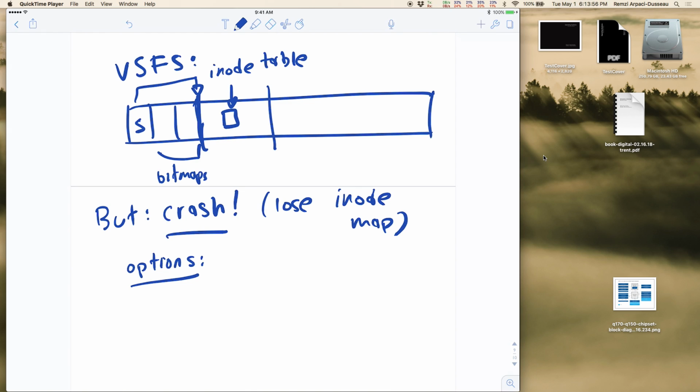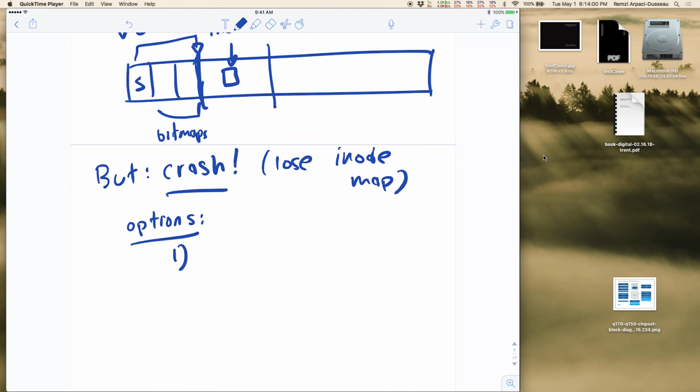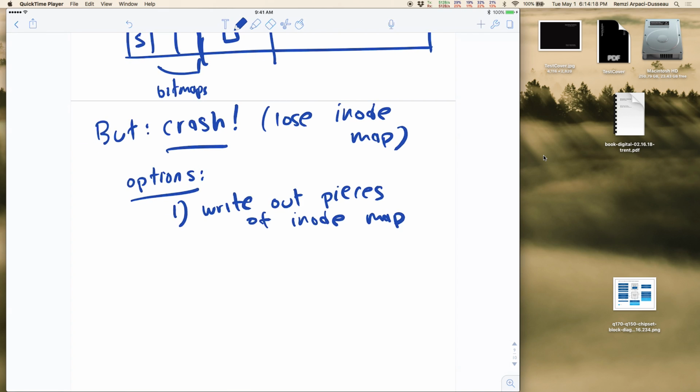Yeah. Flush the inode map. So one thing you could do is write out pieces of the inode map as you go. That's going to make sure it's persisted, and we're going to have to figure out how to do that. That's going to turn out to be the solution that was taken in the original LFS paper. What's a different option? Instead of writing out pieces and then figuring out how to recover them, what else could you do? Yeah.